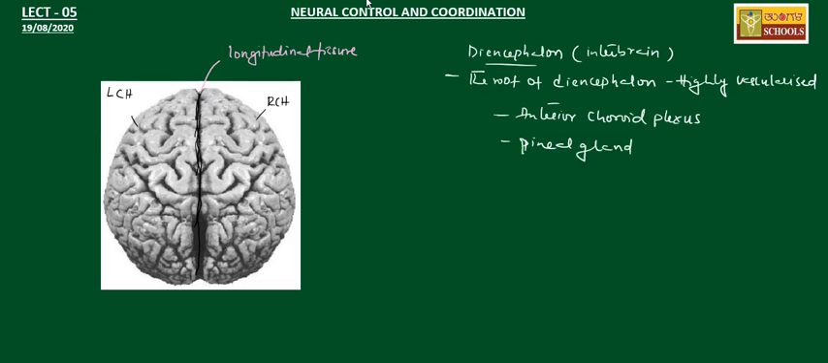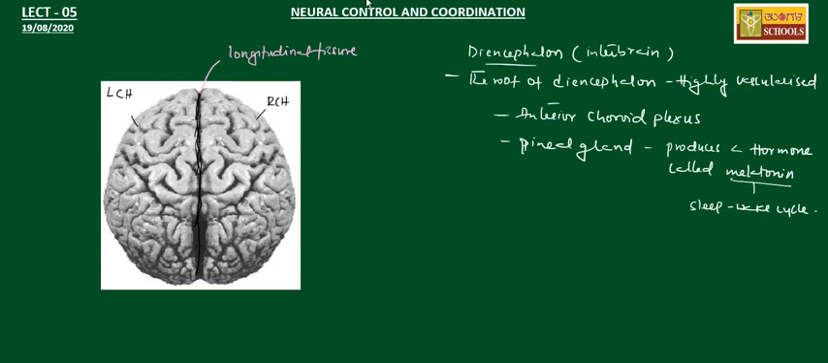pineal gland. I hope we will study this pineal gland in our coming sessions. This is an endocrine gland which produces a hormone called melatonin. So this pineal gland produces melatonin, which controls the sleep-wake cycle.